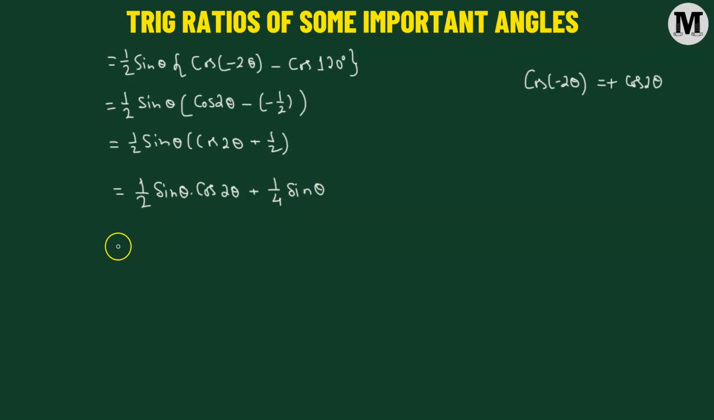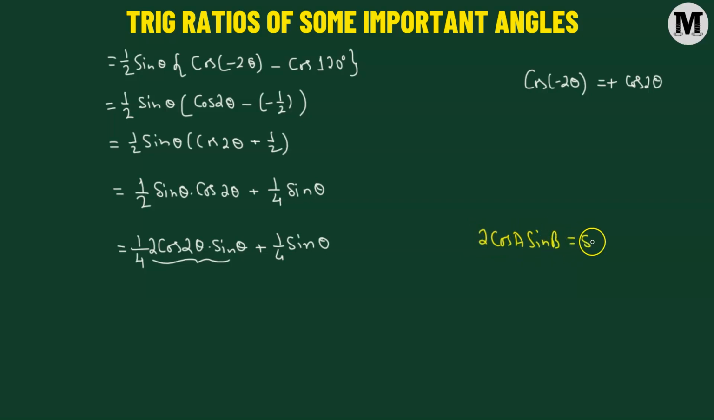Now we will work with the first term. What we'll do, we're going to multiply and divide by 2. So we get 1/4 multiplied to 2 times cosine of 2 theta times sine theta added to 1/4 times sine theta. Fine. So here we have 2 times cosine 2 theta times sine theta, and we can again apply the formula. Whenever we have 2 times cosine of angle A times sine of angle B, that will be equal to sine of angle A plus B minus sine of angle A minus B.